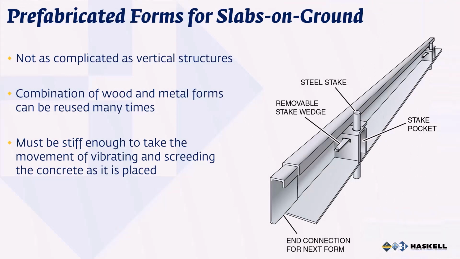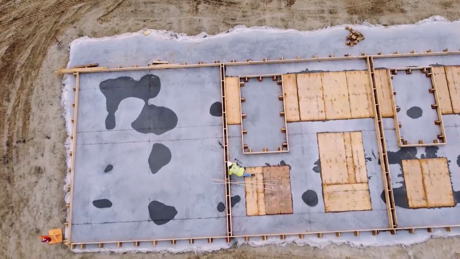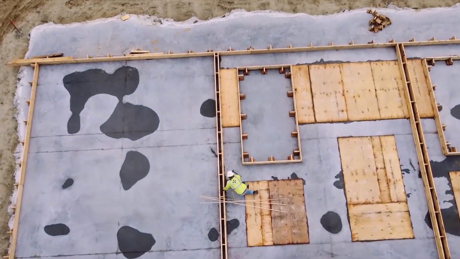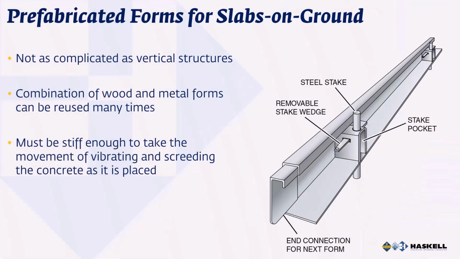Forms for slab-on-ground construction are not as complicated as those required for vertical structures. Many slab forms simply follow the perimeter of the slab. Large jobs use a combination of wood and prefabricated metal forms since they can be reused many times. There are many different styles of prefabricated forms for slabs, although any form used must be stiff enough to take the movement of vibrating and screeding the concrete as it is placed.